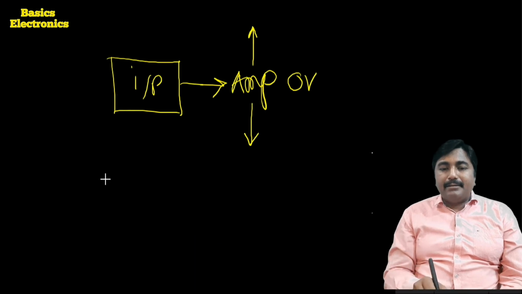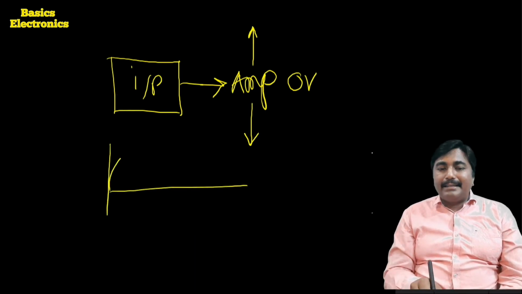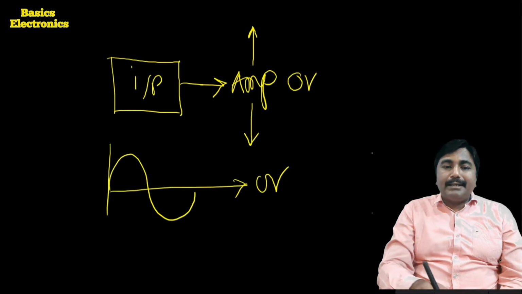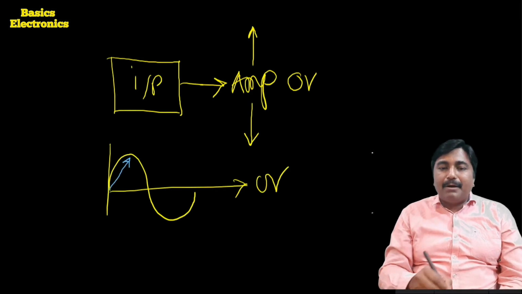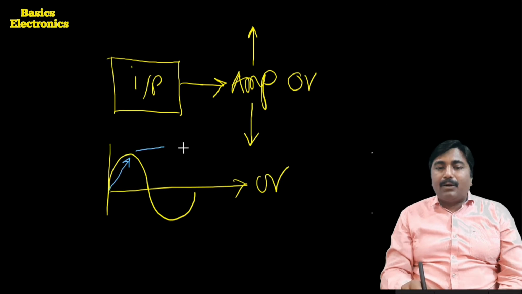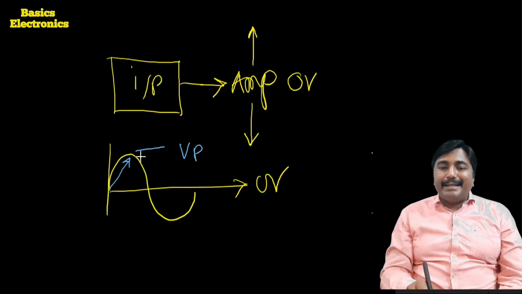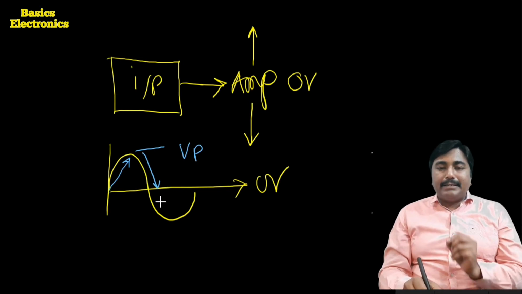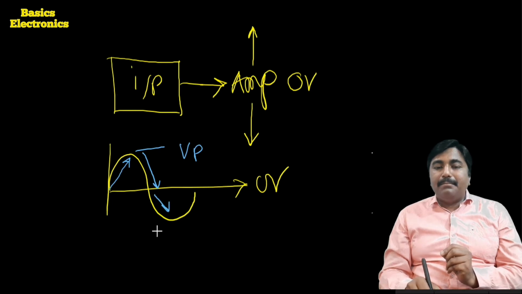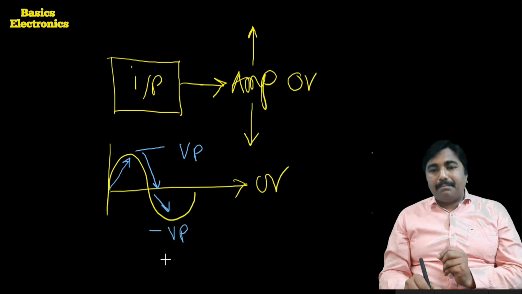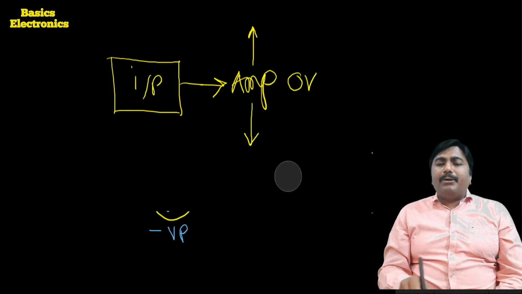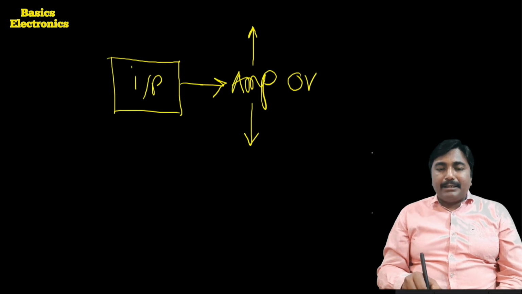I am going to draw the waveform here. The waveform is like a sine waveform. Here the reference voltage is equal to 0 volts. From 0 volts it starts increasing towards the maximum value. That maximum value we call the peak voltage, and it again starts decreasing towards the 0 reference voltage. After 0 voltage, it decreases towards the negative peak value, minus Vp. So this is the value of a modulating signal, like a sine wave signal.